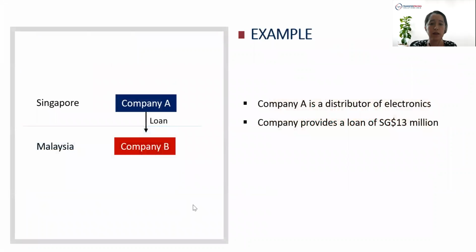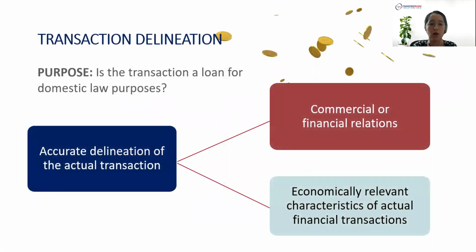So the key in intercompany loans, apart from the interest rate, is also whether the transaction is a loan in substance for domestic law purposes. And for this purpose, it's very important to talk about an actual delineation of the transaction, the commercial and financial support or arguments that allow the taxpayer to support the loan to be a loan in nature, and the economically relevant characteristics of the financial transaction.